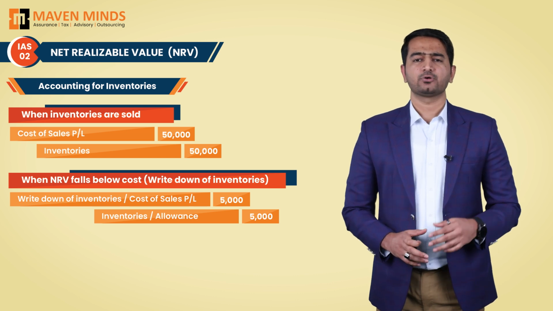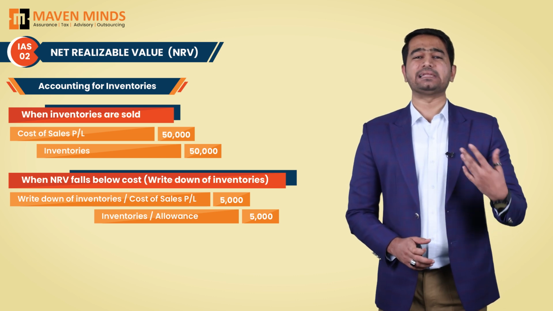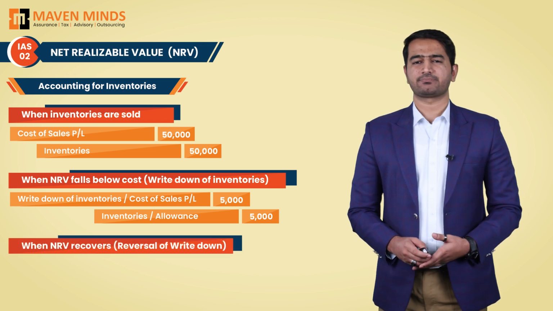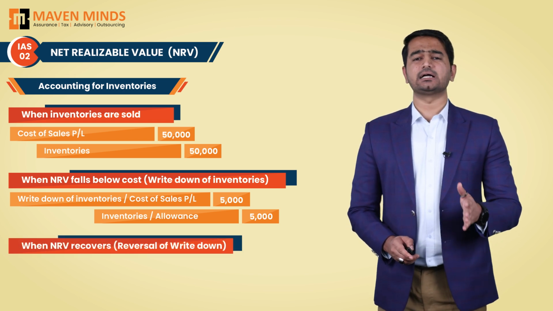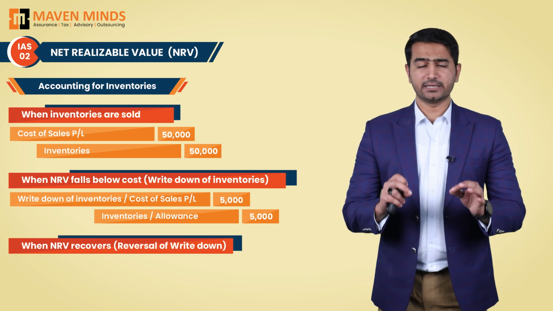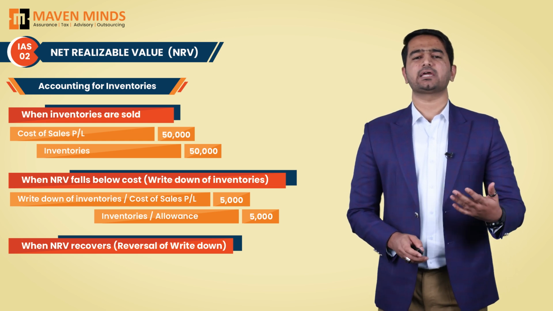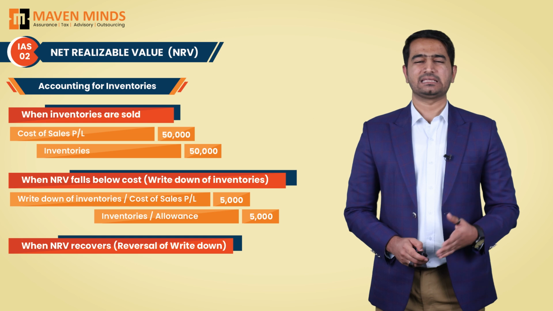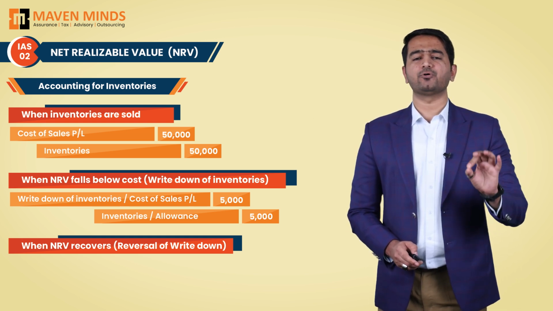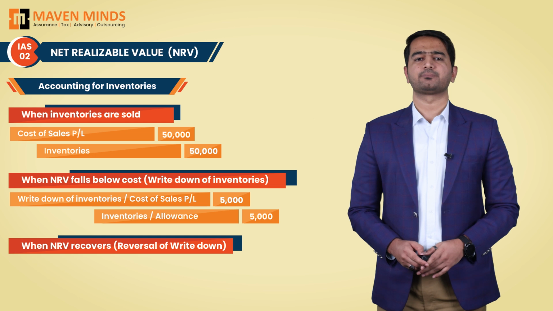And finally, what if prices bounce back later and the NRV of the inventory increases? Can you reverse the earlier write down? And the answer is yes, but only to the extent of the previous write down. In other words, you cannot reverse more than what you originally wrote down.